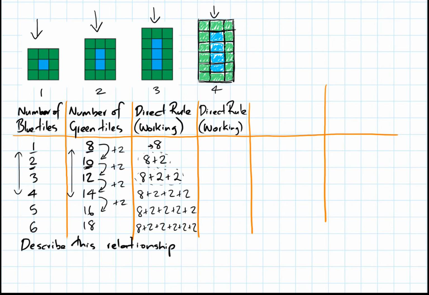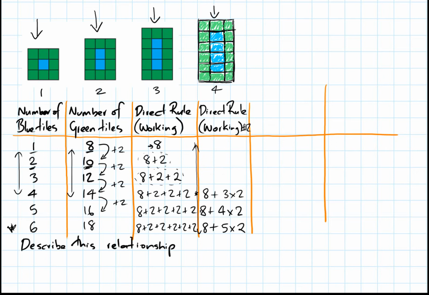Now we're going to get a little bit tired with writing out all those twos being added. So in the next column, the number two working column, we want to have a look at how to condense this direct rule. So these rules here, how can we condense them? If we look at pattern number six, we can see that can be shortened to 8 plus 1, 2, 3, 4, 5, so 8 plus 5 times 2. If we look at the fifth pattern, that would be the same as saying 8 plus 4 times 2. Looking at this pattern here, that's the same as saying 8 plus 3 times 2.